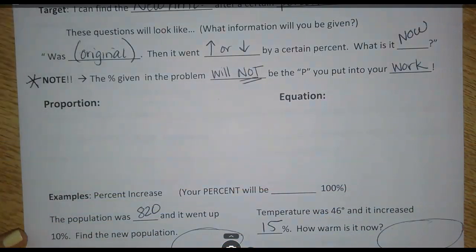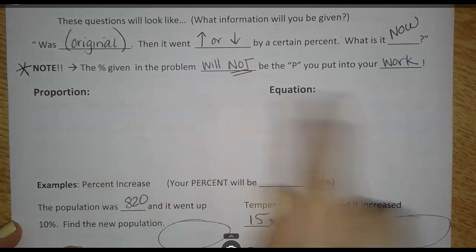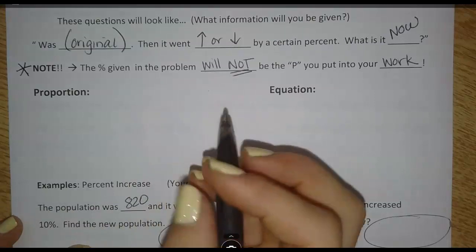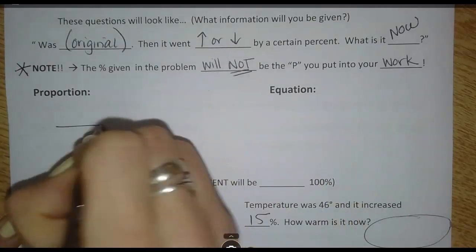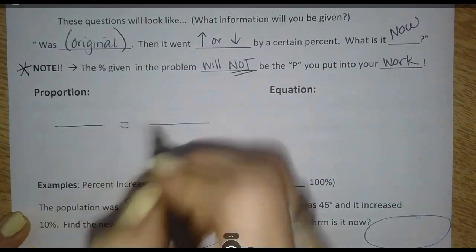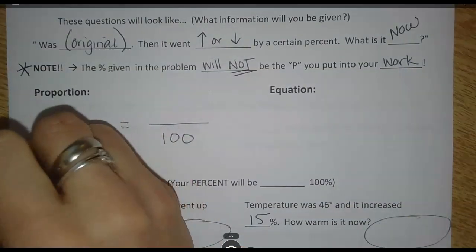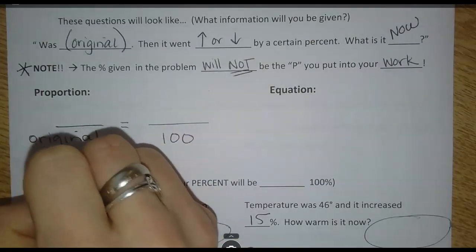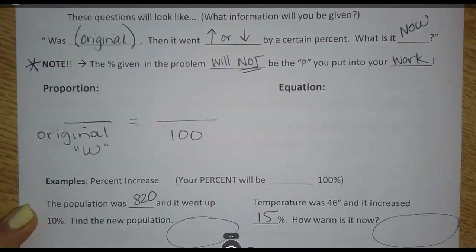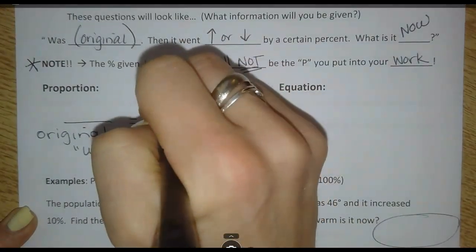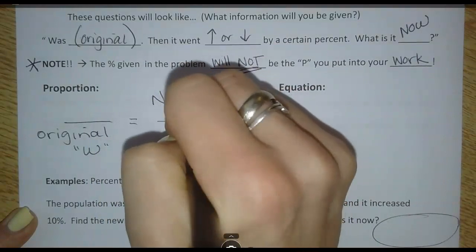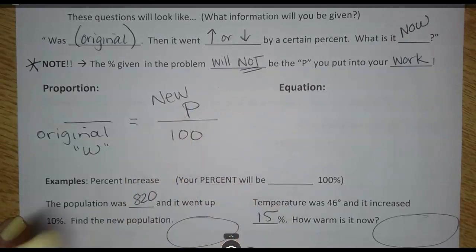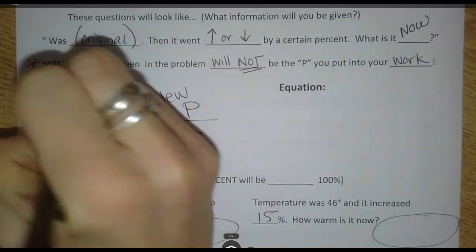So let's talk about setting up the proportion. I'm going to do some of the examples with the proportion, some with the equation, and if you have a preference, you can do the one that you like better. So proportion. We know our proportion looks like this. We know this is always 100. This is always going to be the original amount. So that goes in for the W, whatever the original amount was. And then this is what we're going to call the new percent, the new P. So we're going to have to figure out what this is before we can set it up. And then this is our new amount.